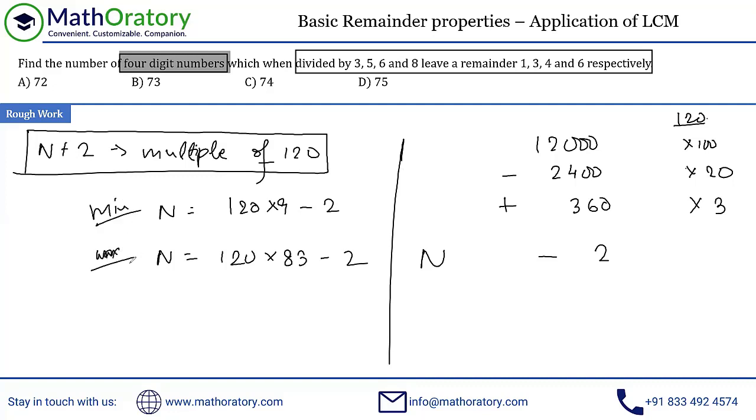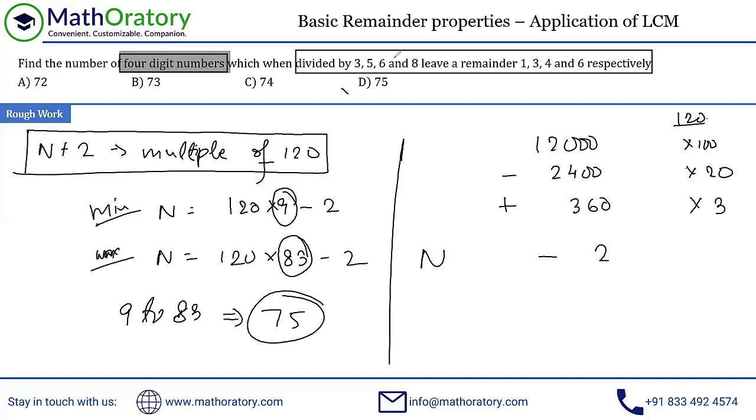Now, the reason I put it in this way, the rest of the counting is very simple. You just have to count how many numbers are there from 9 to 83, because this will be a pattern, right? 120 into 9 minus 2, 120 into 10 minus 2, 120 into 11 minus 2. So all you have to do is figure out how many numbers from 9 to 83 exist. So 9 to 83, how many natural numbers, that is effectively 75 numbers, right? Difference plus 1. So in this case, the answer is option D.